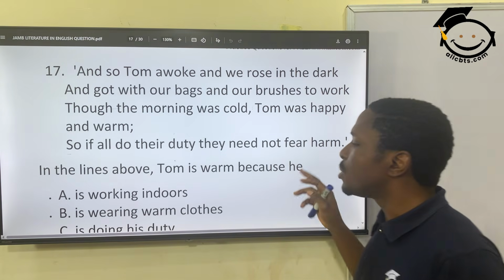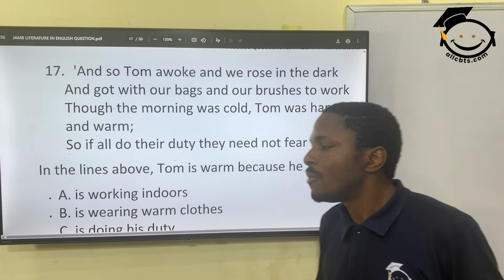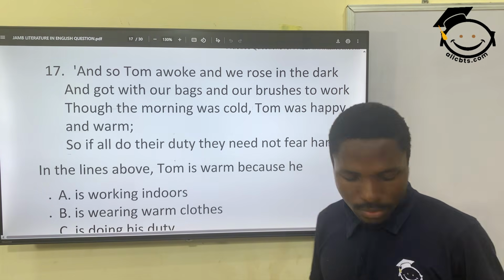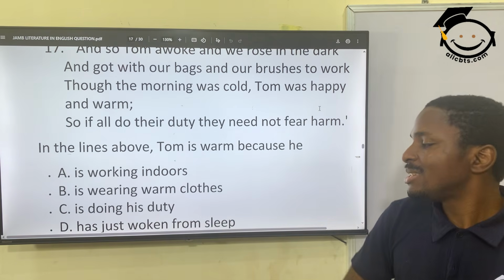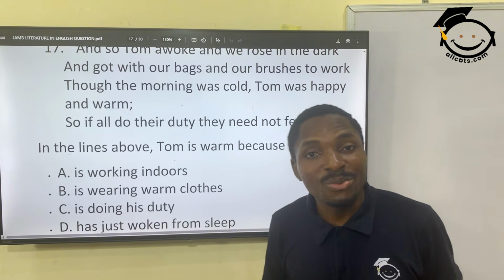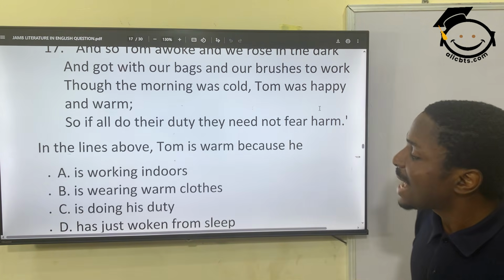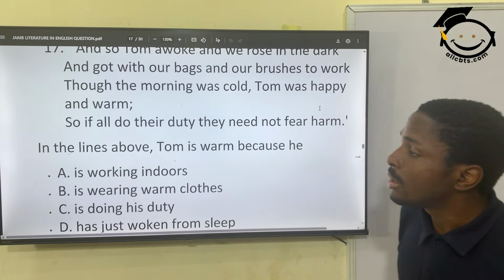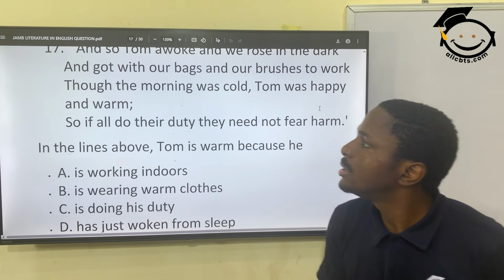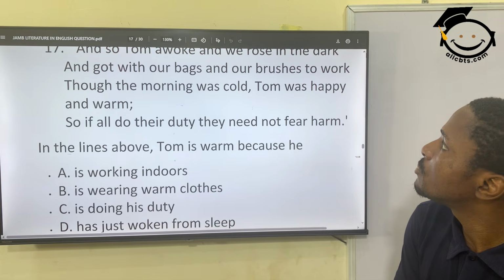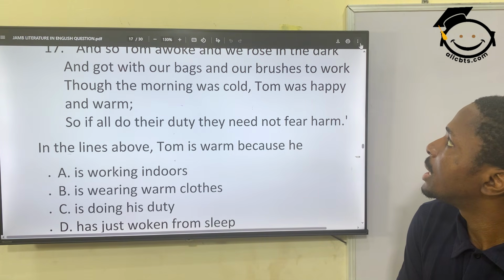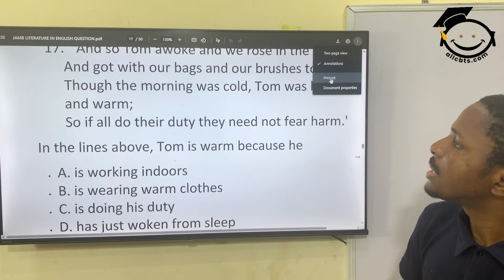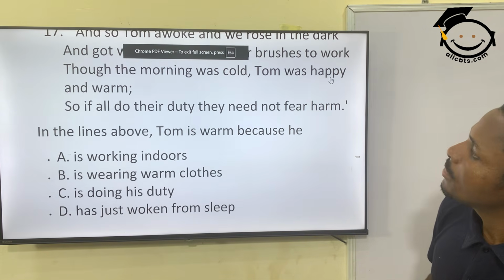In the line above, Tom is warm because he's working indoors? No. He's wearing warm clothes? No. Because he's doing his duty, because he's doing his duty well. So he's happy. He's confident because he does his duty well. Good. Now let's put it back to full screen so that we can enjoy it way better.